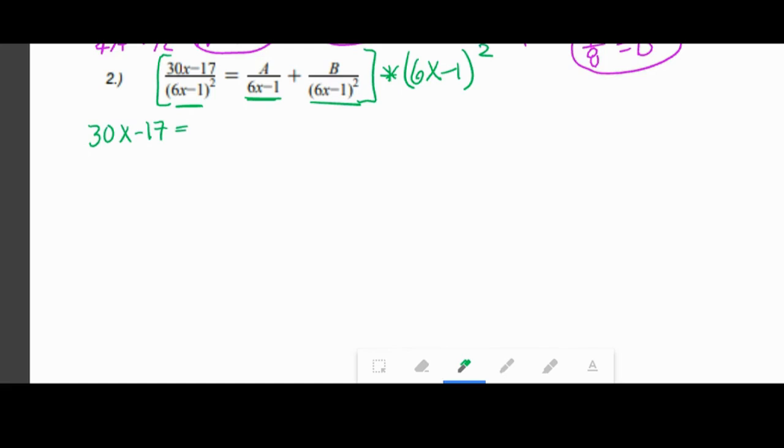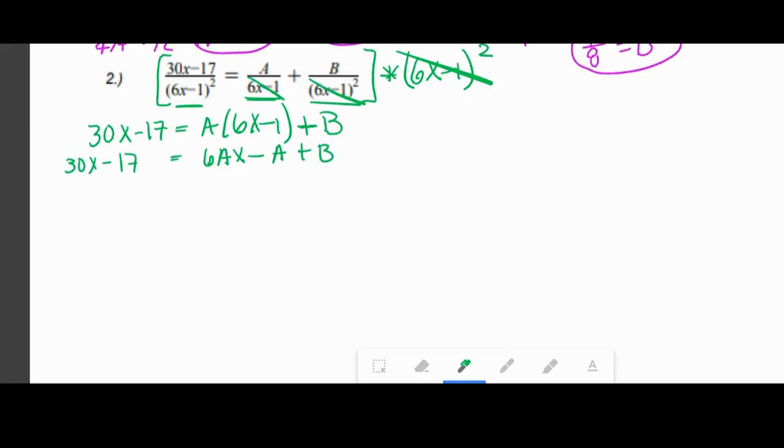Then for this a fraction, one of the 6x minus 1s will cancel out, but one will be left. So I just have a times 6x minus 1. And then for this b fraction, the entire denominator will cancel out. So all I'm left with is b. You could do the convenient values method by substituting in x to be 1/6, but I like the equating the coefficients method, so I'm going to do that. So I would get 6ax minus a plus b equals 30x minus 17.